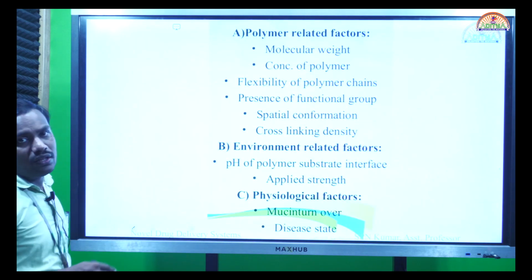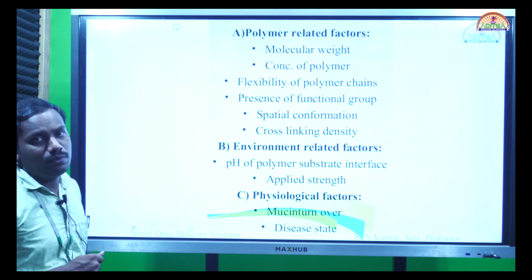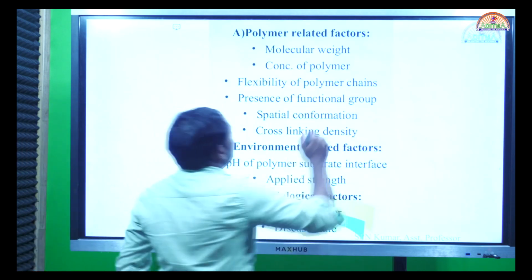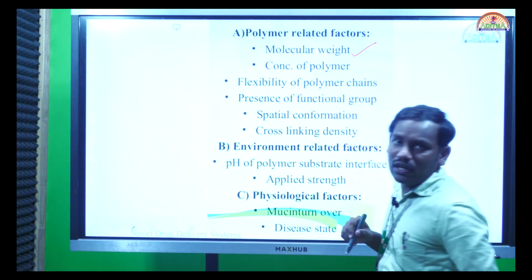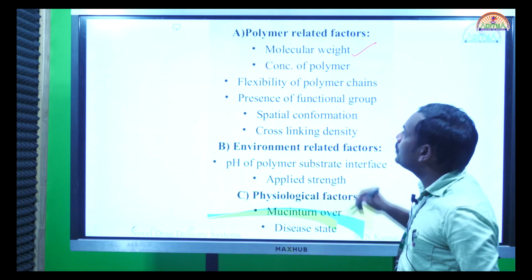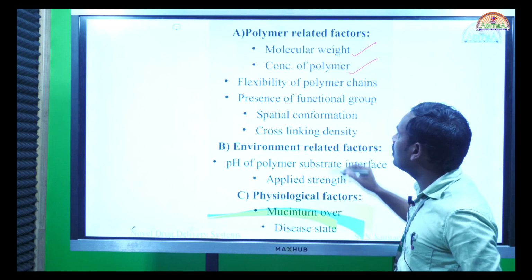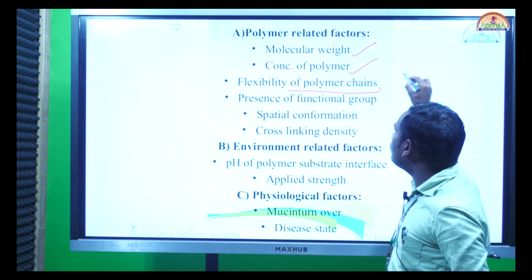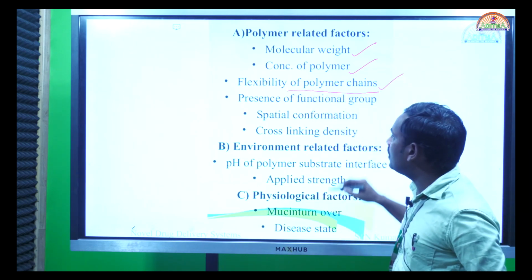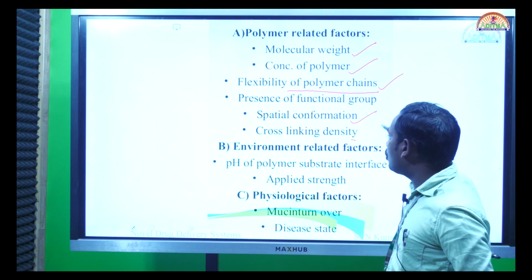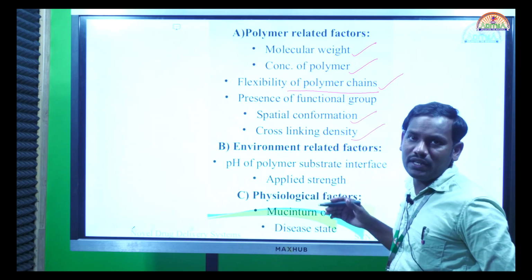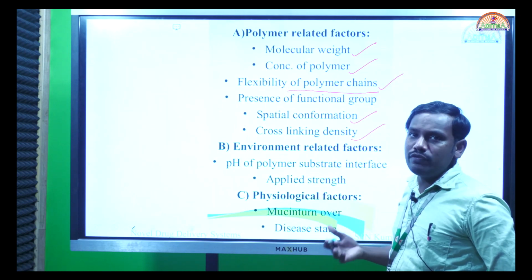So what are the various factors affecting these mucoadhesive polymers? The molecular weight: higher the molecular weight, lesser will be the drug absorption. Concentration of polymer: higher the concentration, higher will be the mucoadhesion. Flexibility of polymer: higher the flexibility, higher will be the attachment. Spatial conformation and cross-linking: usually when these parameters are high, the drug absorption will also be high.